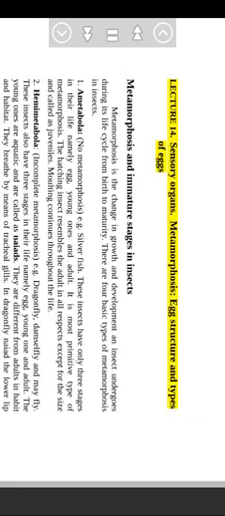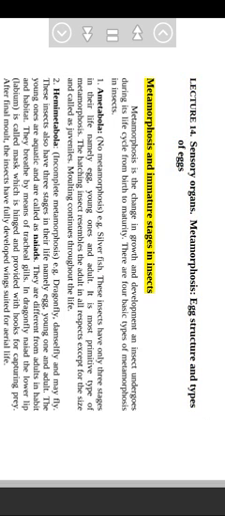Lecture 14. Sensory organs. Metamorphosis. Egg structure and types of eggs. Metamorphosis and immature stages in insects. Metamorphosis is the change in growth and development an insect undergoes during its life cycle from birth to maturity. There are 4 basic types of metamorphosis in insects.